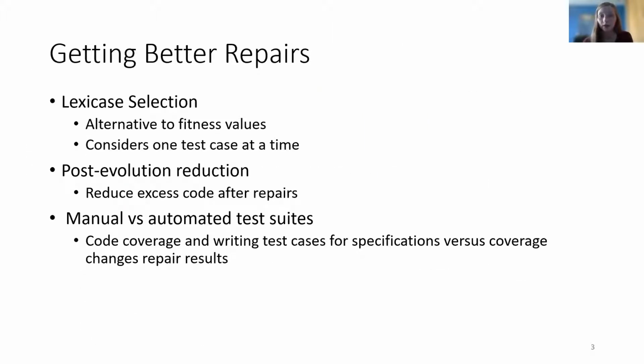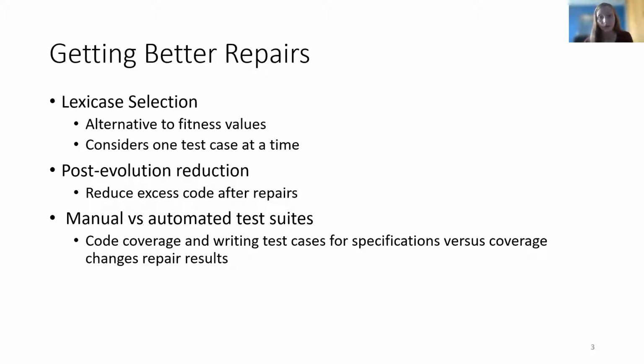A few ideas looking at getting better repairs include lexicase selection, which looks at different ways of classifying the success of a repair, post-evolution reduction, which is focusing on reducing excess code after a repair to reduce complexity, and looking at manual versus automated test suites, which may have impacts on overfitting.